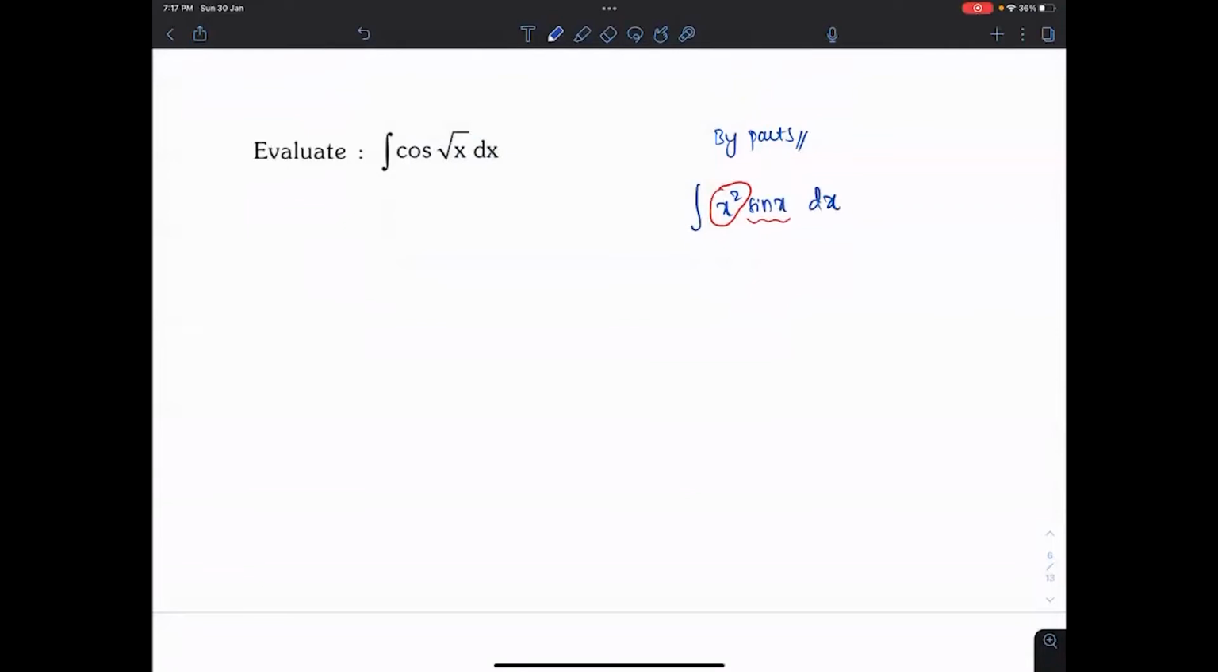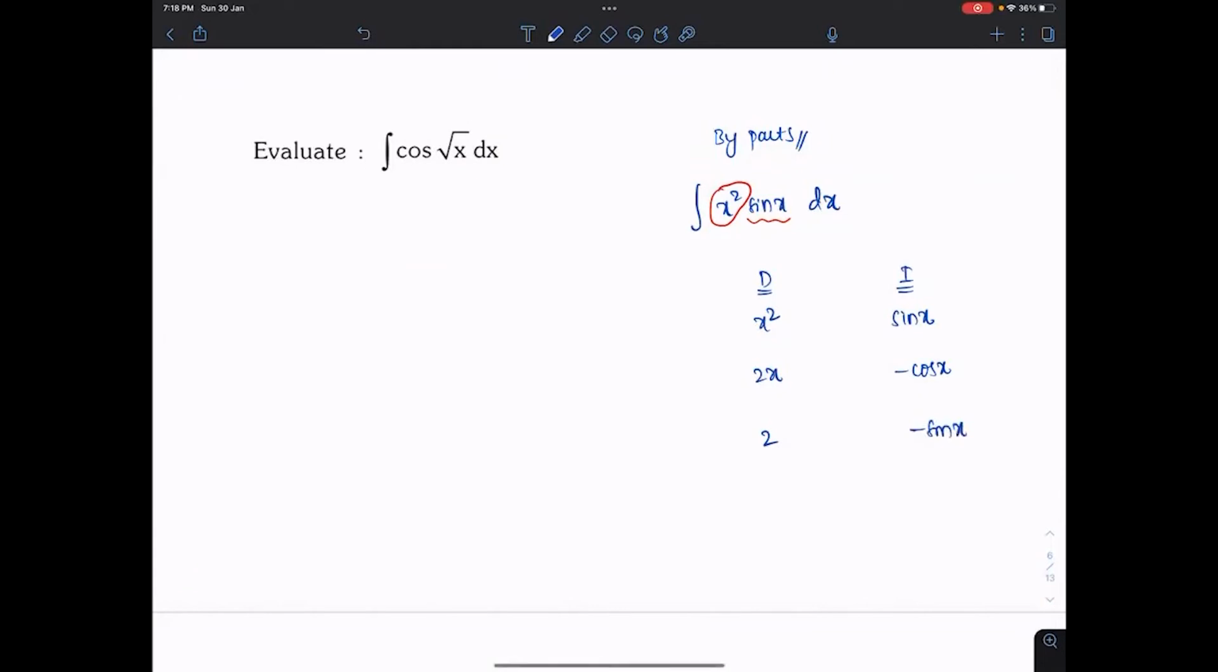So what you do is write D for differentiation, I for integration. Which function will we differentiate here? x square. Which function will I integrate? sin x. Now keep differentiating this one: 2x. Integration of sin x is minus cos x. Again, differentiate 2x, 2. Integrate minus cos x, minus sin x.